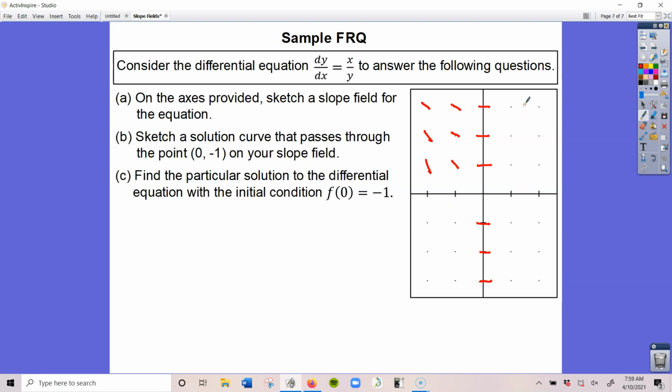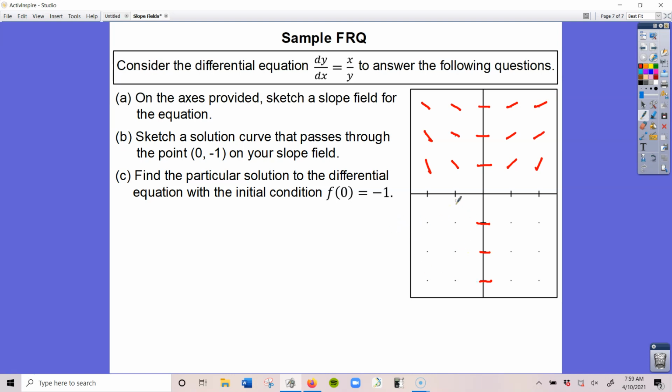Now we're going to come on this side. If I plug in 1, 1, 1 divided by 1 is 1. If I plug in 1, 2, then it would be a fraction, so it would be steeper. And if I plug in 1, 3, it would be 1/3, so also steeper. So as we go up, the slopes get steeper. That's one thing to keep in mind. If I plug in 2, 1, my slope would be 2, so steep. Then 2, 2, it would be 1. 2, 3 would be 2/3.